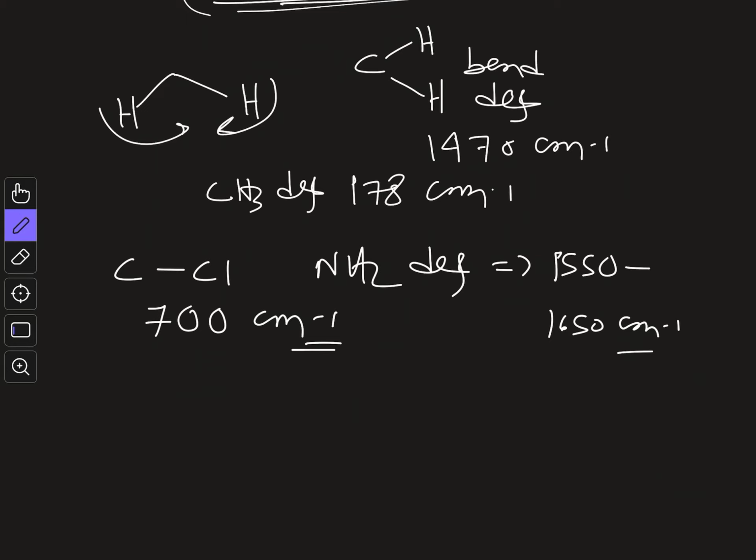Why? Because in this region you cannot characterize one particular functional group, but you can characterize the whole region as a whole. So this region actually looks like this.